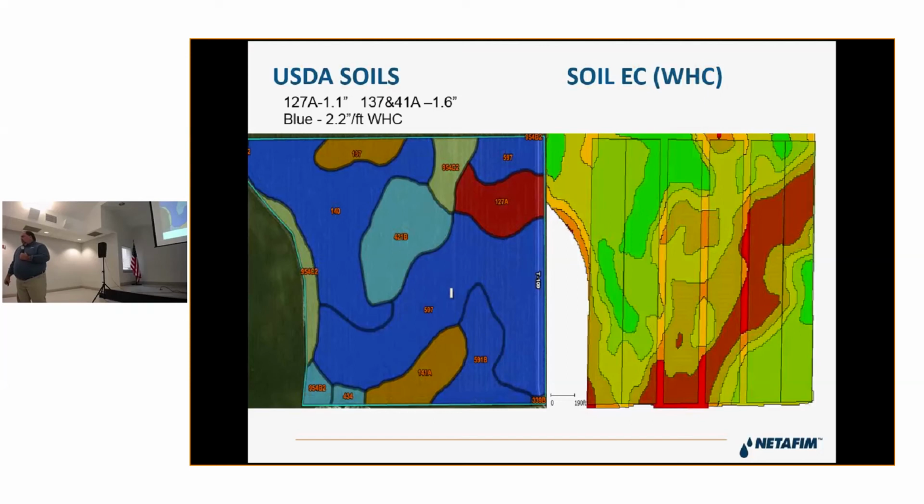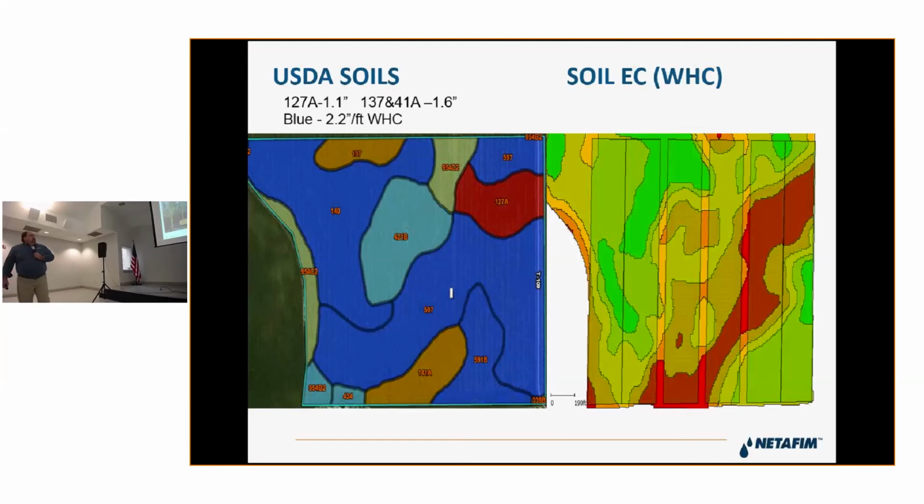We've got one at 1 inch of water holding capacity, one at the 1.5 inch water holding capacity, and one at the 2 inch capacity. Make sense? So use your Veris, use your yield maps, use your topography. They're better predictors of where to put your probe within the field.